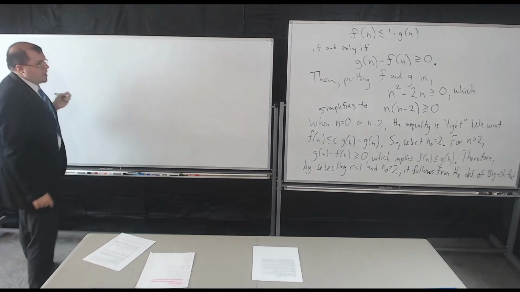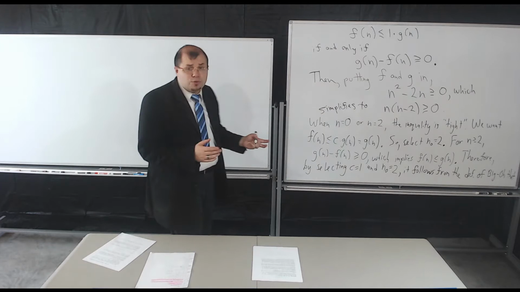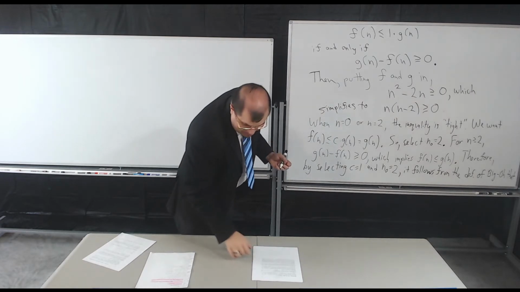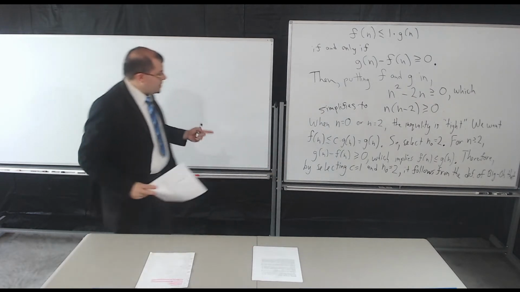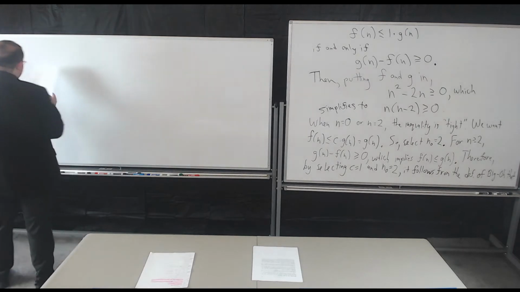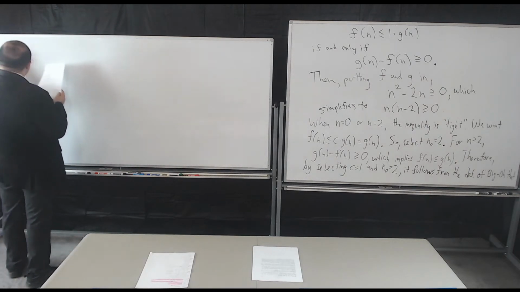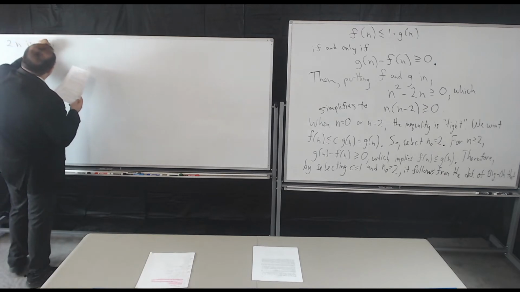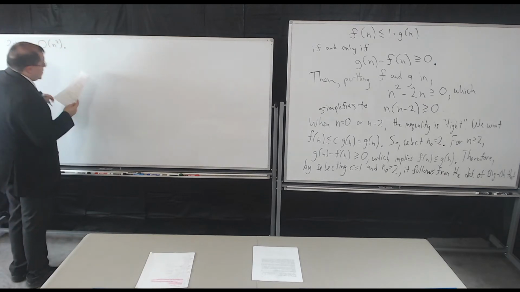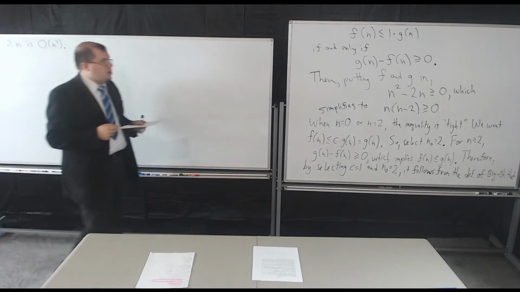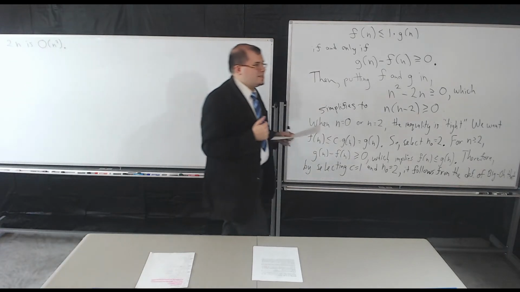What does that imply? We found these two constants, and they work. So we're done, right? It implies that by the definition of big O, 2n is big O of n squared. Now, what if you chose a different constant? So that concludes this example.